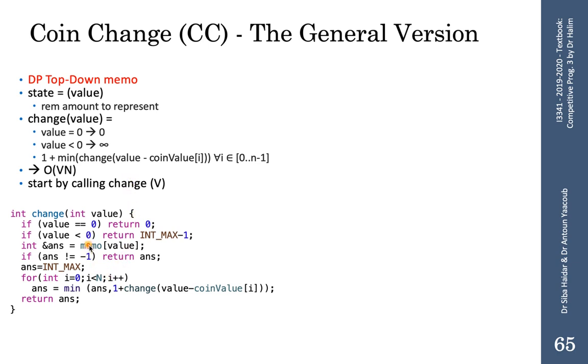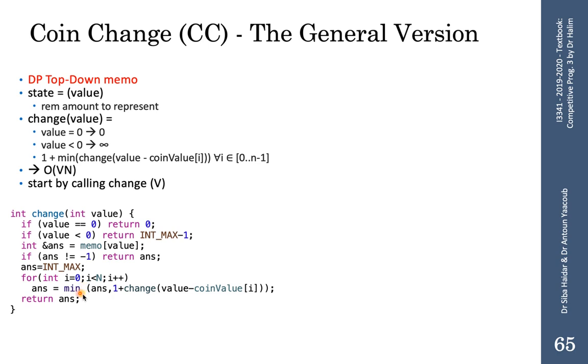So what we do, we local reference the memo of value, and if in case it is not calculated yet, we calculate it, or we return the answer if it is already calculated. So how do we calculate it? We search for the minimum.